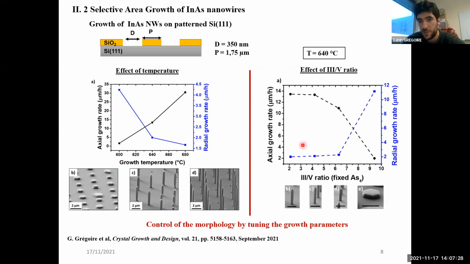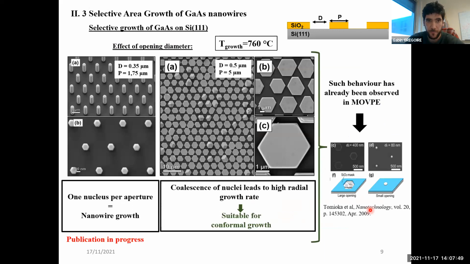And for the trifle ratio, by increasing the element 3, so here indium chloride, we have a saturation of the 101B surface at this growth temperature of 640 degrees. So as the decomposition is slow, we have a low growth rate, and we are able to switch from nanowires to platelet also by changing the trifle ratio.